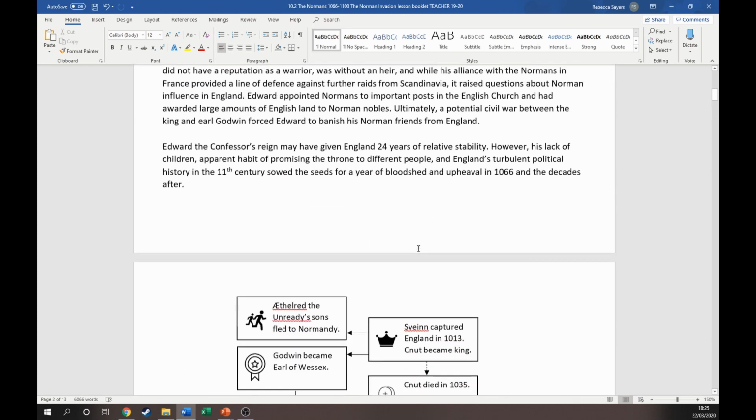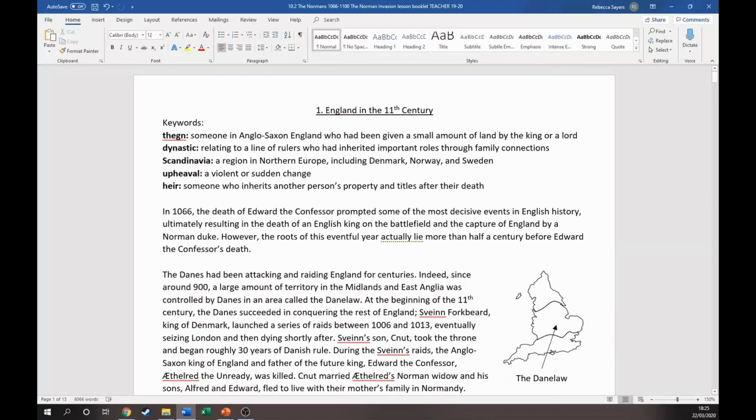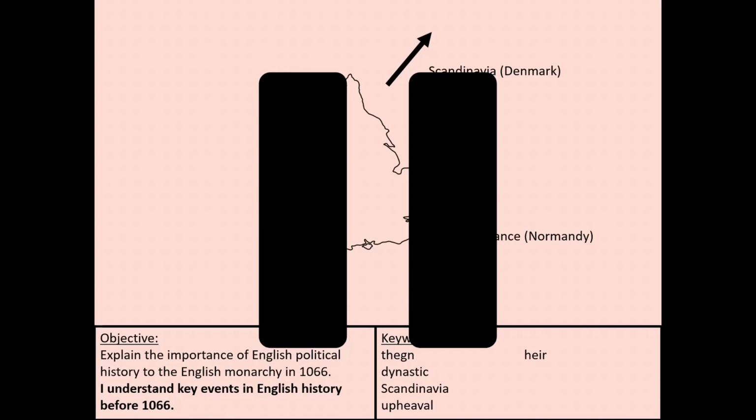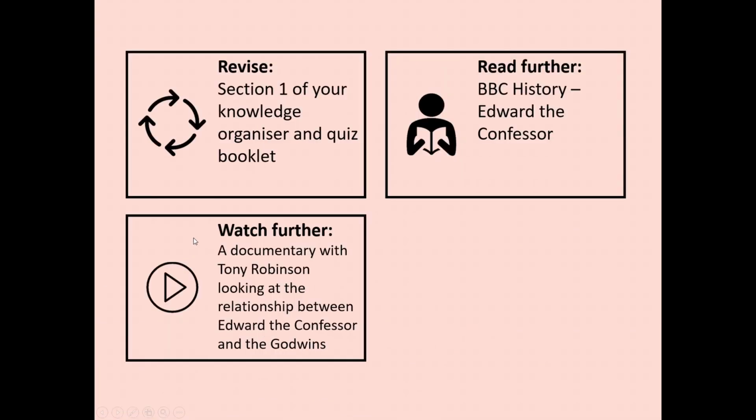Remember that Edward the Confessor's mother, where is she? Emma, I want to say. She stayed in England, but Alfred and Edward fled to live with her family when Svein invaded England. Right, so check that you've got them, correct them if you haven't. And that's it for today.